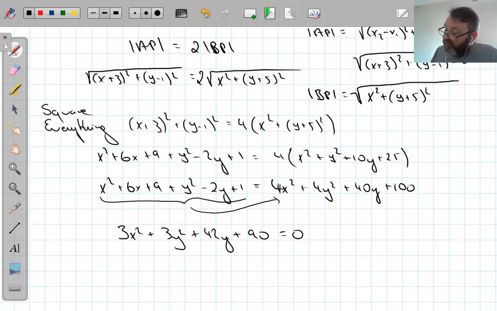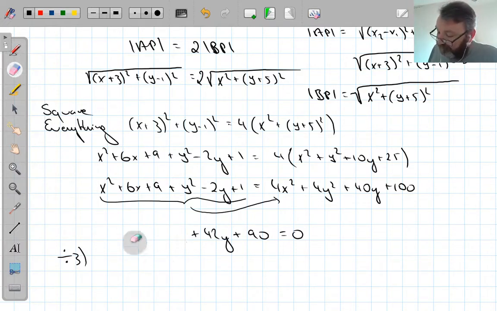So watch it again. 4x squared minus x squared is 3x squared. 4y squared minus y squared, 3y squared. 40y minus 2y, which is plus 2y, by the way, because it's minus minus 2y, becomes 42. And 100 minus 10 is 90. All of these I hope are divisible by 3, because don't forget, our answer has to be x squared plus y squared. So let's do this. Well, where's my x's? I did forget my x's. Sorry, hold on. I forgot my little x there. Let me just do that again.